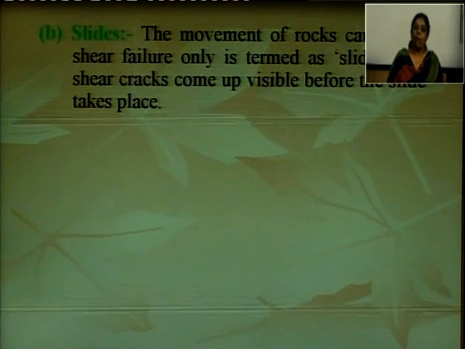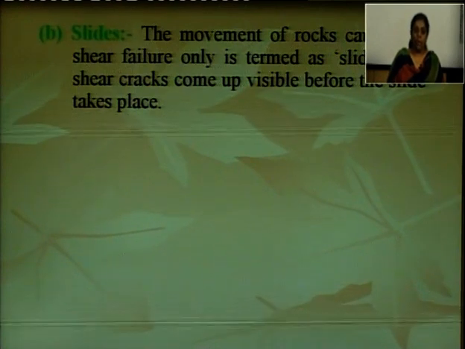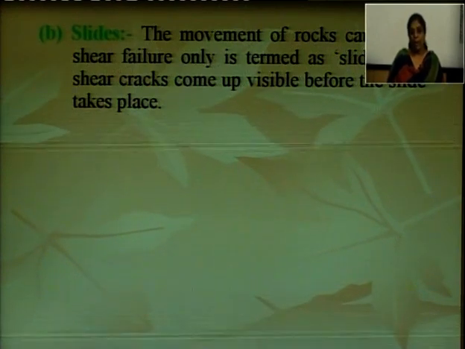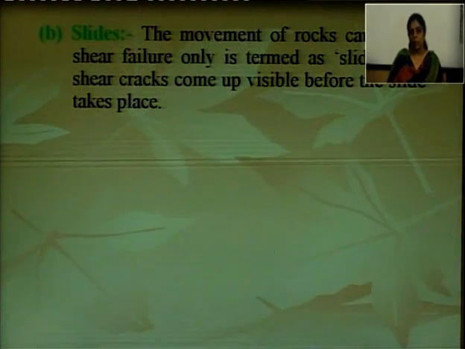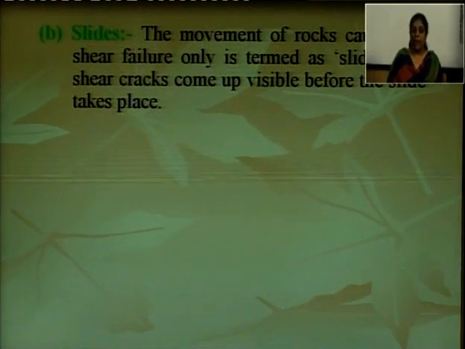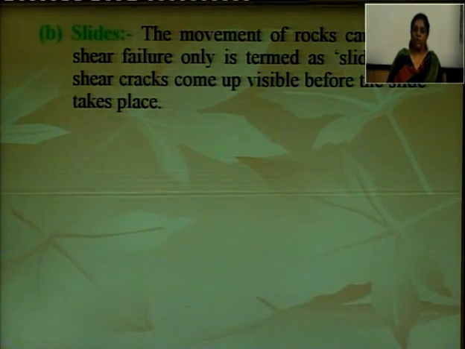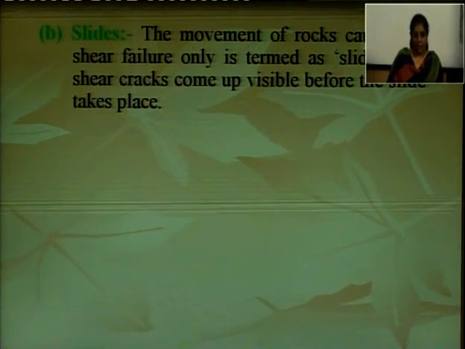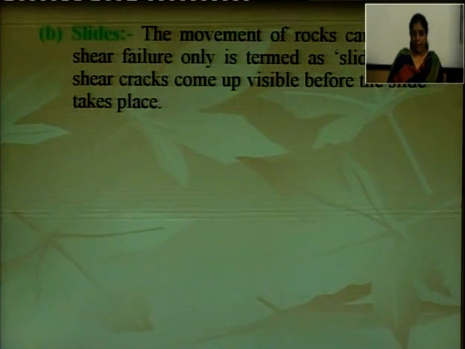So, one full layer of the soil comes down. It has got rocks in it, small pebbles in it, small bushes, trees, everything in it, and the whole layer comes down sliding.